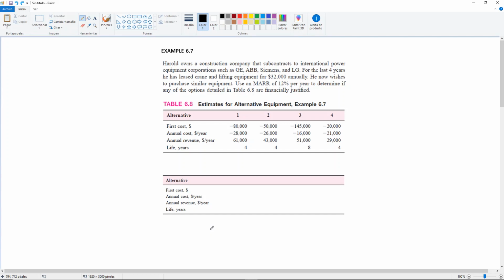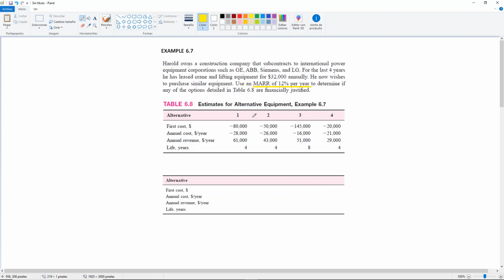Use an MARR of 12% per year to determine if any of the options detailed in Table 6.6, this one, are financially justified. So first of all, we have a minimum attractive rate of return of 12% per year. This is going to be our target, so we want to get at least 12%. But then we're going to compare these 4 alternatives over here and see if there's one that gives us a better rate of return.